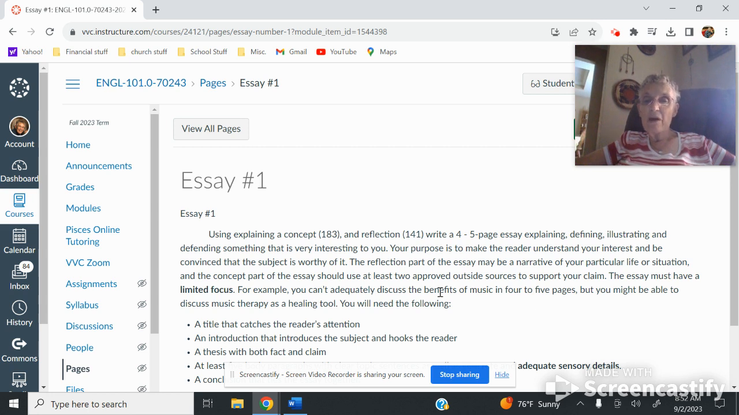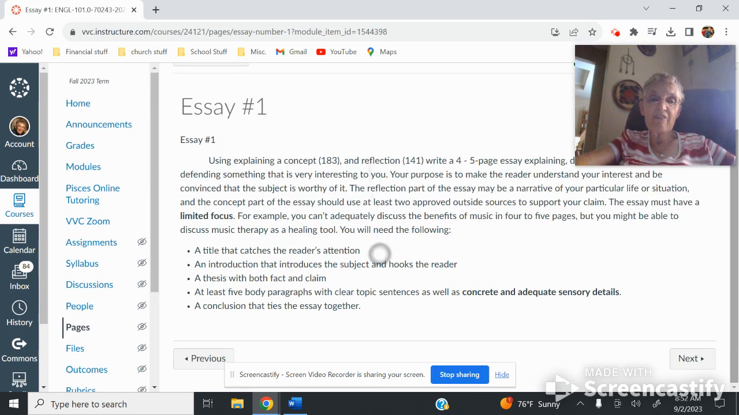So we talked about music, okay, but you can't adequately discuss the benefits of music in 4 to 5 pages, but you might be able to discuss music therapy as a healing tool. Something along that line. You're going to have a title that catches the reader's attention, an introduction that introduces the subject and hooks the reader, a thesis with both fact and claim. That's going to usually be the last sentence of your first paragraph.